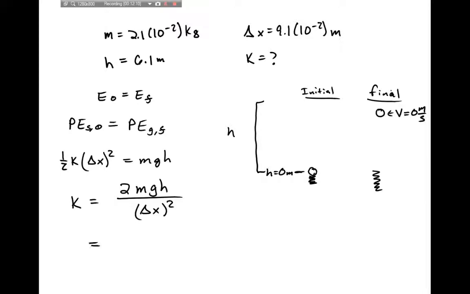And now if we plug these numbers into this formula, I know the mass, gravity is 9.8, I was given the height is 6.1 meters, and the distance the spring was stretched is 9.1 times 10 to the minus 2 meters. So if I plug all those numbers into this, I see that the spring constant is equal to 303 newtons per meter.